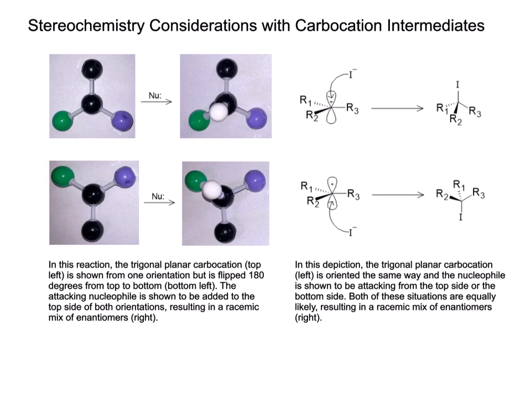Now I have a drawn depiction on the right. In this depiction, I have a trigonal planar carbocation on the left, and it's oriented the same way on both the top and the bottom reactions. The difference between these is that I'm showing the nucleophile attacking from the top side in the top one and from the bottom side in the bottom one. And again, both of these situations are equally likely, resulting in a racemic mix of enantiomers that are shown on the right.